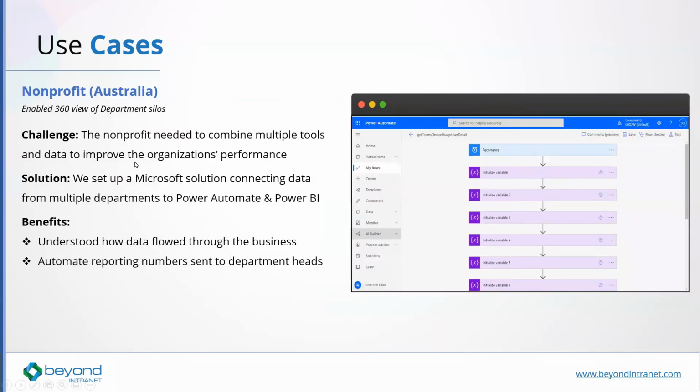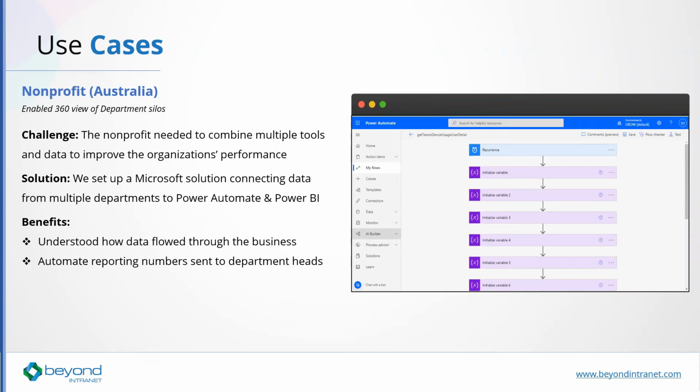The second use case that we have is for a nonprofit in Australia. And with this nonprofit, they wanted to get a 360-degree view of the organization because they're having a lot of departmental silos. And this happens a lot of organizations as they grow. They struggle because of the fact that they don't have a combined view of the entire operations because all the departments want to keep information to themselves.